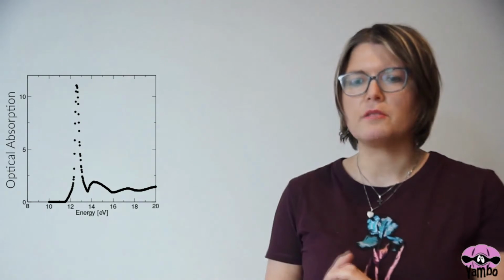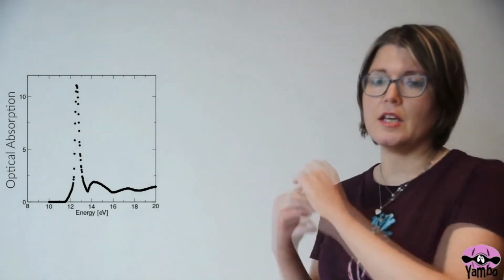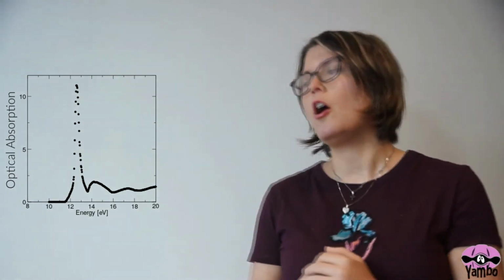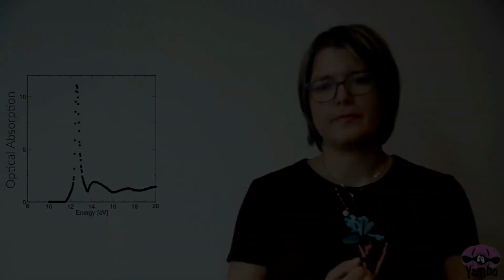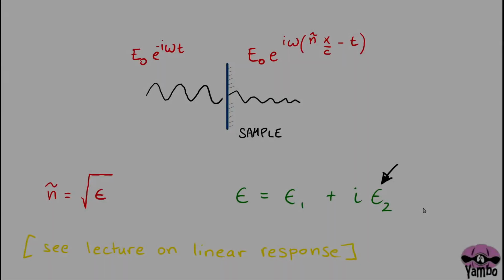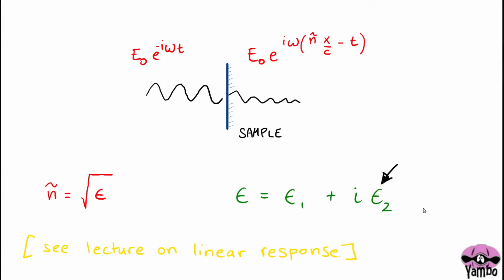Let's consider an example. Suppose we seek to reproduce this experimental result, which is the optical absorption spectrum of lithium fluoride. First, which quantity do we need to compute? In the previous talk, we have seen that the key quantity to calculate is the macroscopic dielectric function. Its imaginary part is the optical absorption.